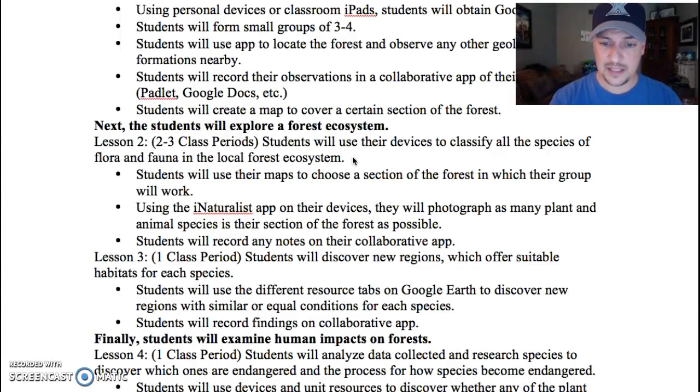Once they get as many organisms in their section of the forest gathered up as they possibly can, they're going to write down all their observations in their collaborative app.